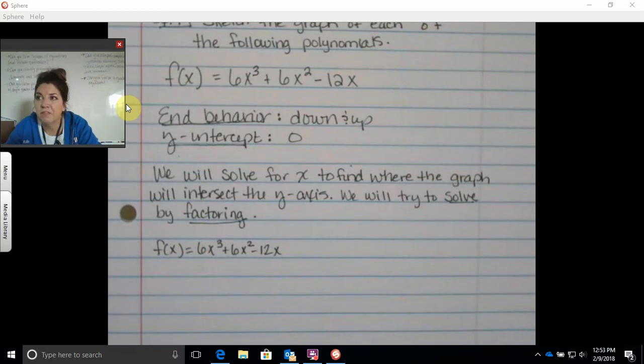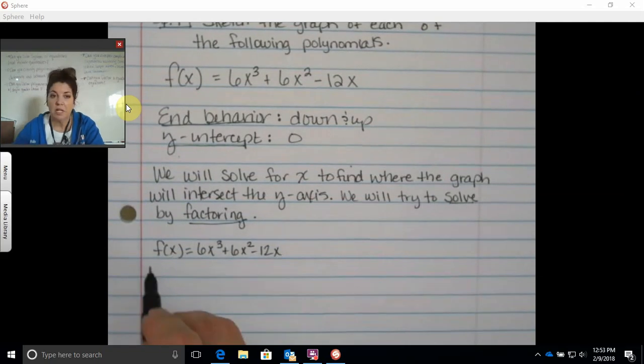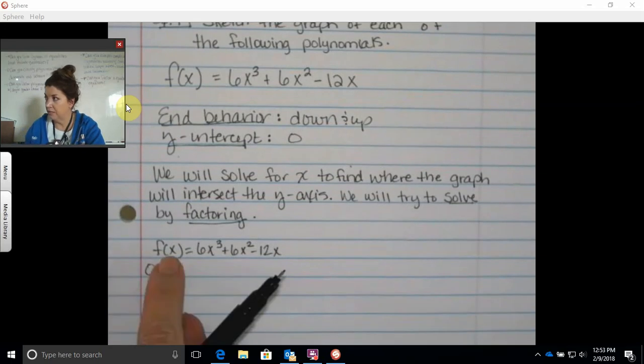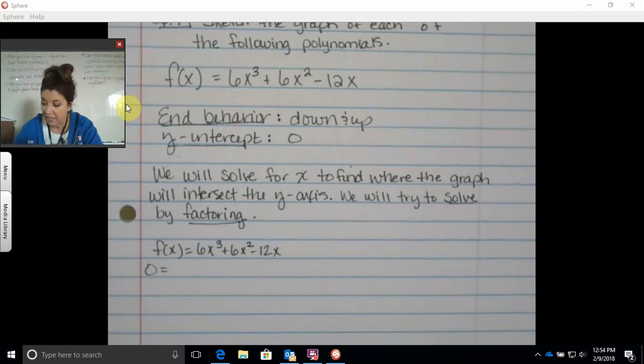So if we're going to solve by factoring, I can just set that equal to 0, by the way. So 0 equals, because where it crosses the x-axis has a y value of 0, right? And f of x is the same thing as y, pretty much. So what's the first question we always ask when we are factoring? GCF. Is there a GCF?